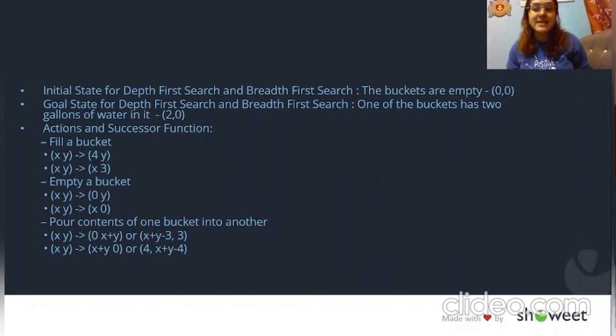Next are the actions and successor functions. The action for filling a bucket, either for x or y, will be represented as 4,y and x,3. Whereas when emptying a bucket, it will be represented with 0,y or x,0. Lastly is the condition of pouring contents from one bucket into another, which will be represented with 0, x plus y, or x plus y minus 3, 3, and x plus y, 0, or 4, x plus y minus 4.